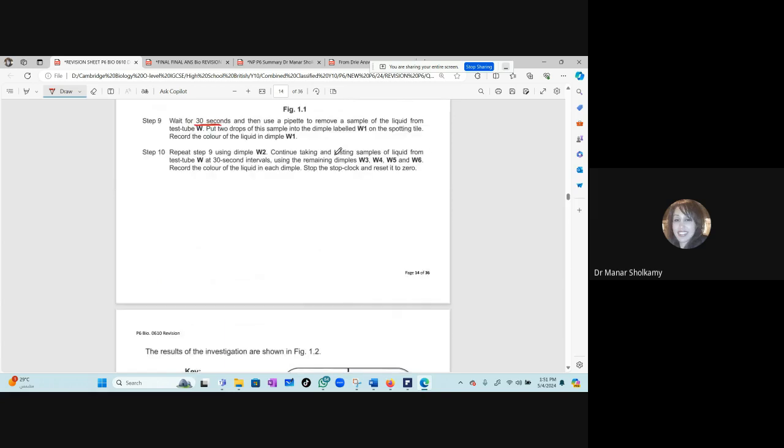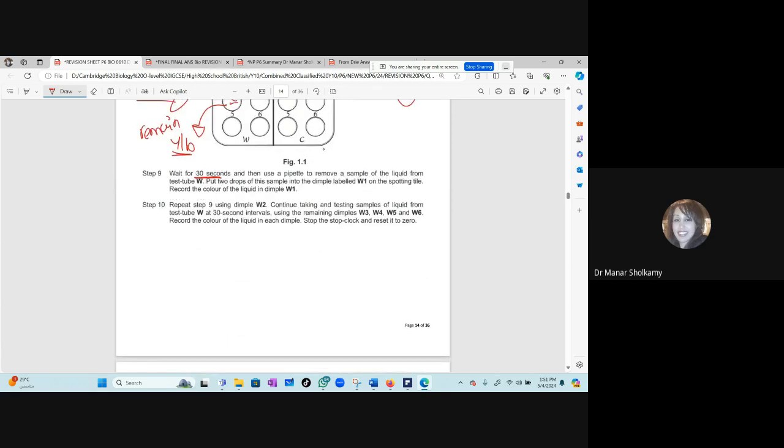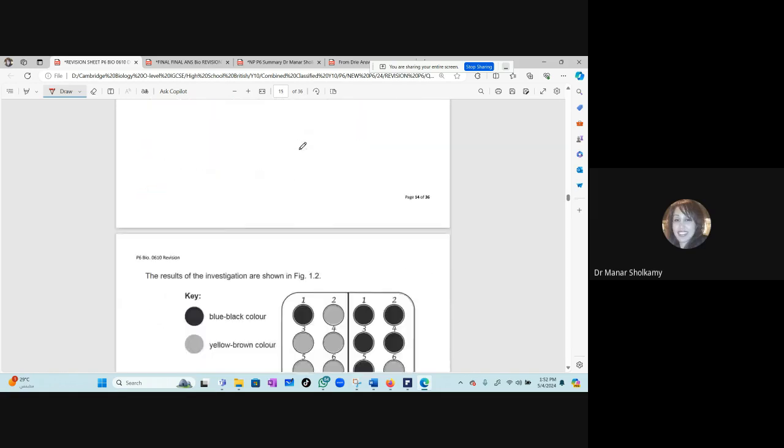0 seconds, but they said that they started, look here, they waited first for 30 seconds and then they used a pipette to remove a sample of the liquid from the test tube. They put 2 drops of this sample into the dimple labeled W1 on the spotting tile and they recorded the color. So they waited for 30 seconds before they started the experiment. They did not start at 0. So the time will be from 0 or 30? 30.